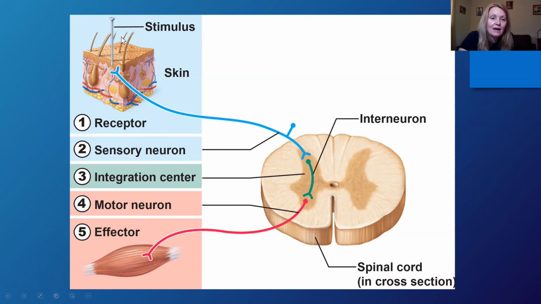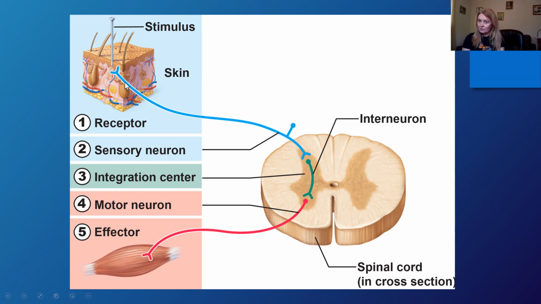So pain now is your stimulus. Then you have a sensory neuron. So you will have a receptor. For pain, it will be free nerve endings, right? So pretty much it's going to be your dendrite right over here. We don't even call it a dendrite, we call it the peripheral process. So we'll have this peripheral process of this sensory neuron that is your receptor.